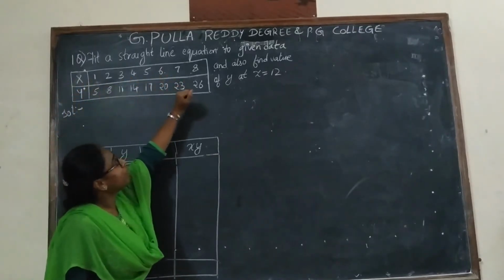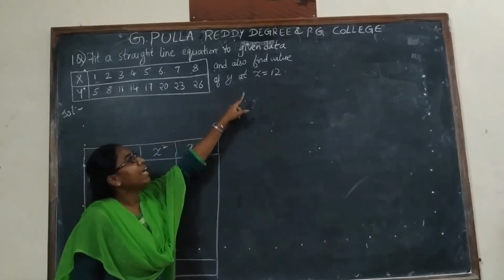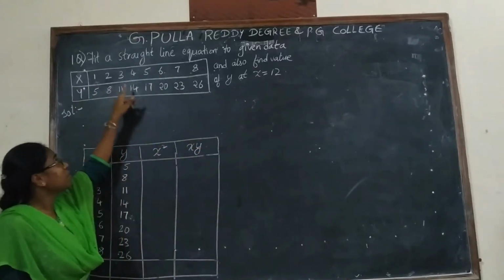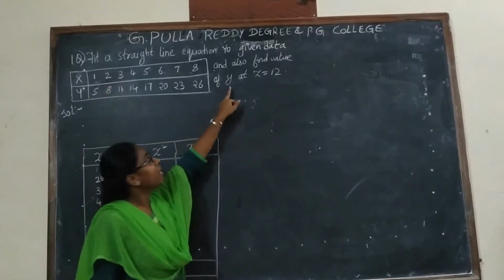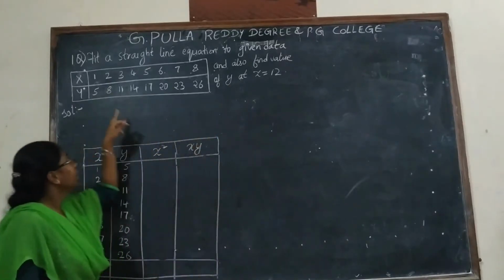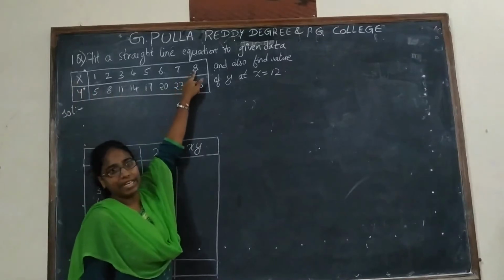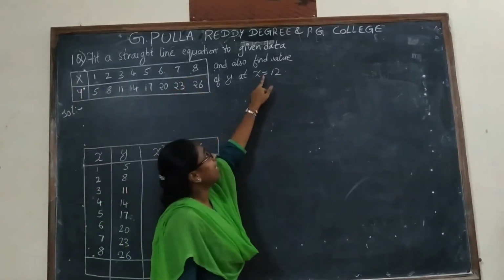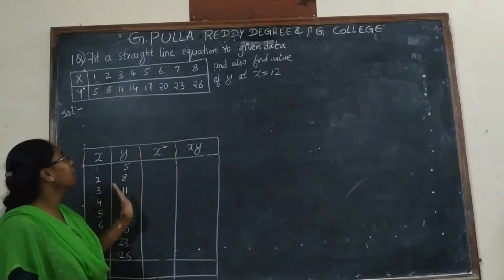Fit a straight line equation to the given data and also find the value of y at x equals 12. So first we have to fit the straight line. Then after fitting the straight line, we have to estimate the y value at x equals 12. If we observe our question, x values we have up to 8, so we need to estimate at x equals 12. This is possible only after fitting our curve equation.